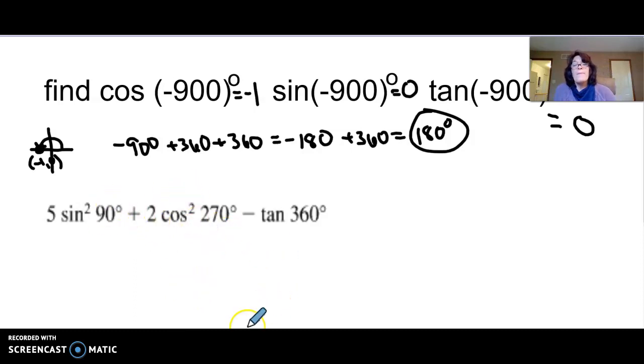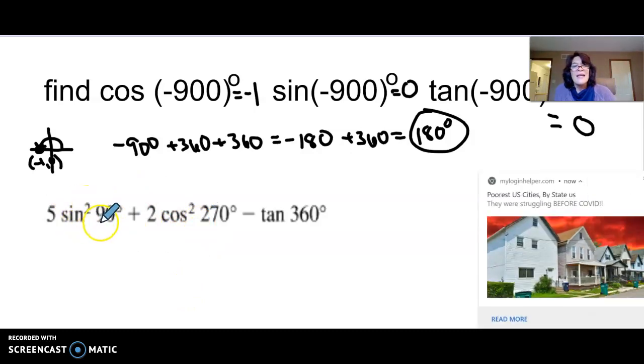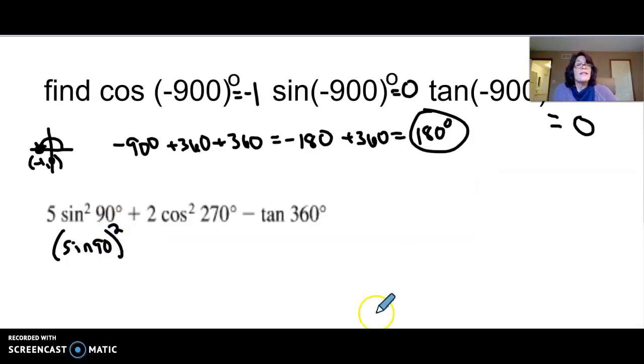Okay, I want to show you how we do arithmetic with our order of operations with our trig functions. When you see this notation where the square is there, like sine squared of 90, that means you take the sine of 90 and then you square it. They just kind of put the square there.